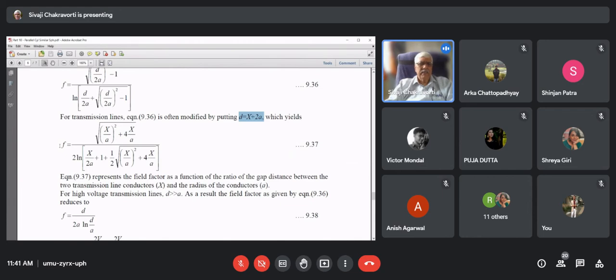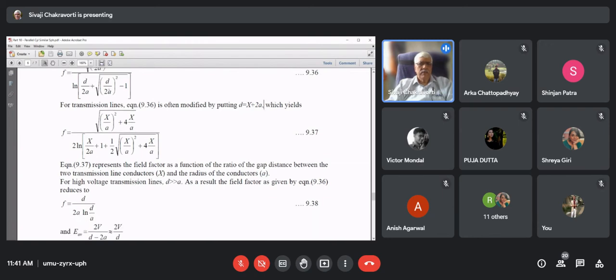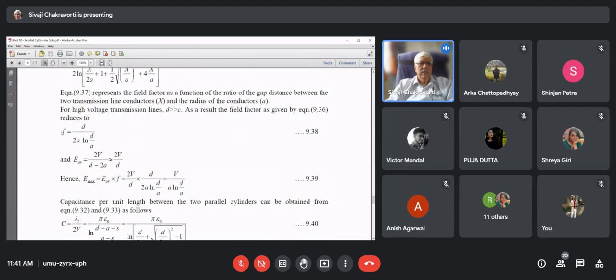So this is like representing the same expression in a different form. But looking at 9.36, if it is a transmission line, once again d is much higher than a, and if you put that condition, then equation 9.36 will reduce to equation 9.38. This is for a real life transmission line.